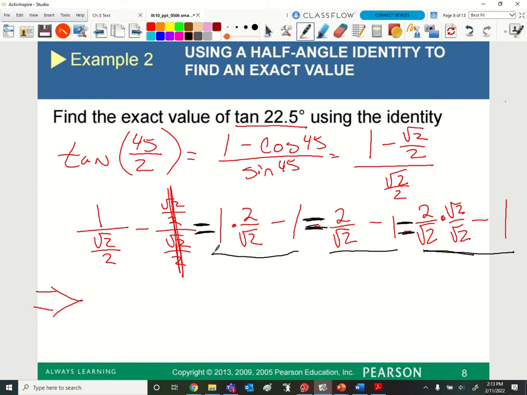So I still got to clean up this. So right here, when I rationalize this, it's going to give me 2 rad 2 over 2 minus 1. Because you multiplied this. Yeah, so do I rationalize that, right? So what can I do with those 2's? So my final answer is rad 2 minus 1.